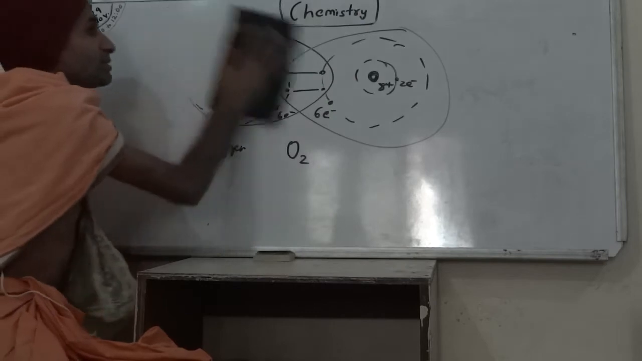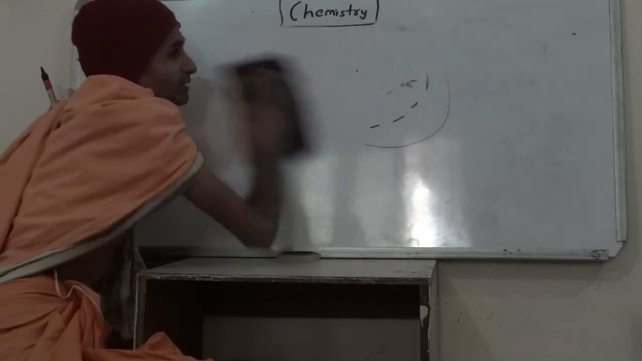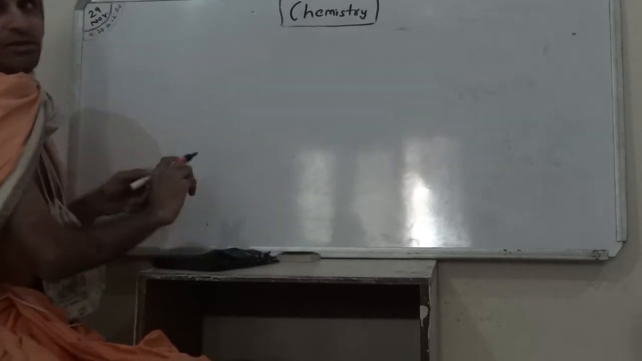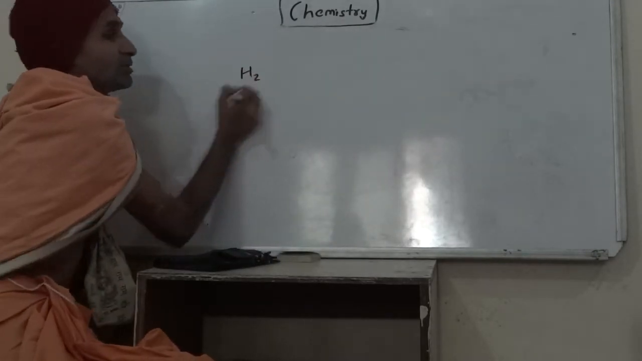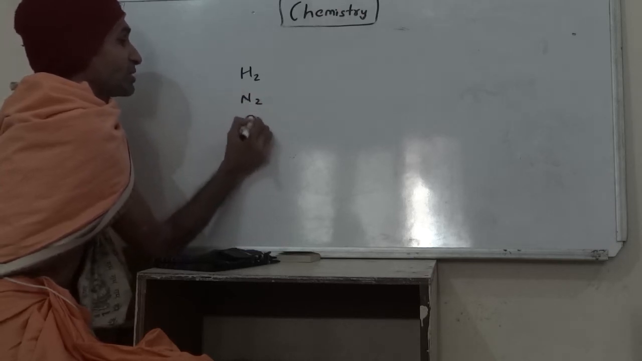Similarly with hydrogen. Hydrogen has 1 electron, so both electrons are shared by 2 hydrogen atoms and that's why hydrogen is also available as H2. Similarly, nitrogen is also available in gas form as N2.